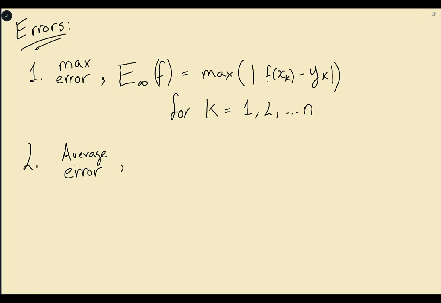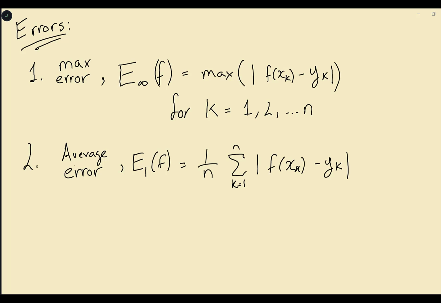So the average error is represented by the equation E1 of f equals 1 over n, which is basically dividing by the number of points, times the sum of all of the errors that we have in the graph. So in those terms, that would be f of x, which is the value we get from the straight line or the line of best fit, minus the actual values that we got experimentally for all the points. So this would be the average error.